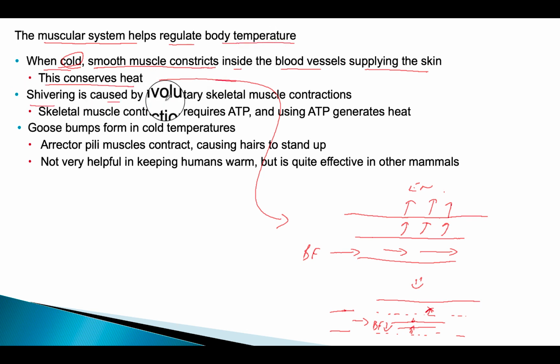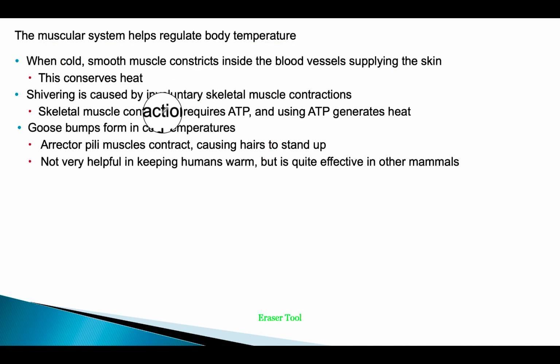Shivering is also caused by involuntary muscle contraction, right? Shivering is involuntary skeletal muscle contractions, and when you shiver, what happens? Skeletal muscle contracts and requires ATP. Using ATP will generate your heat. That's why when it's really, really cold and you're shivering, your muscle is actually contracting, and when the muscle contracts, ATP is broken down, releasing heat, helping to warm our body up.